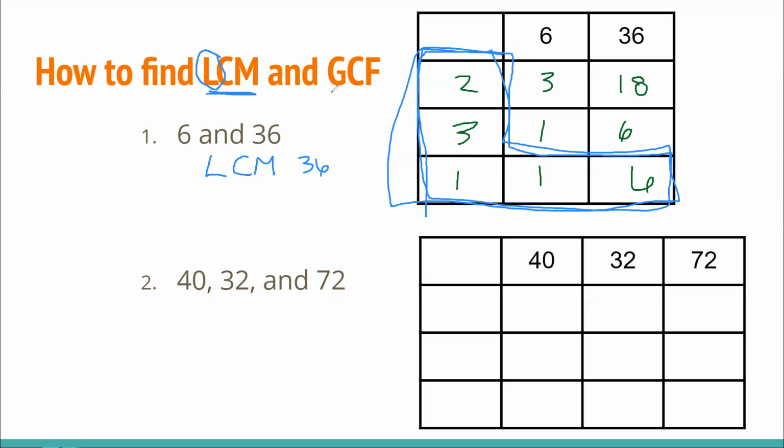To find the GCF, I'm thinking the greatest. When I hear the word greatest, the first thing that I picture is something big and tall and strong. And so what you're going to be doing is you're looking at this column right here. You're thinking about that tall column, and you're just multiplying those numbers again. So 2 times 3 times 1, and that is going to give me 6. So I know the greatest common factor of 6 and 36 is 6.